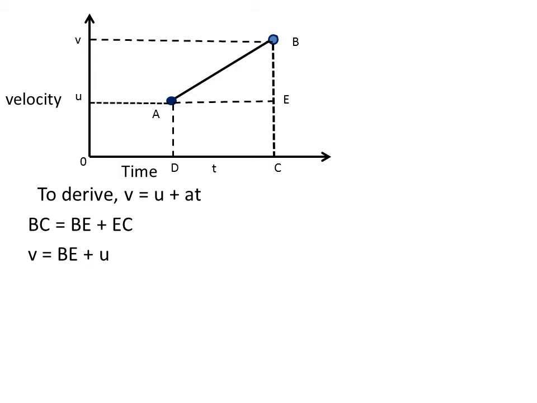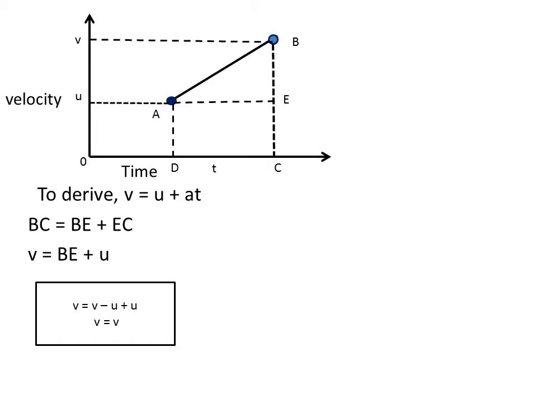Why have I written BE as it is? Just have a look at the diagram. This BE is equivalent to the change in velocity, final velocity minus initial velocity, right? So BE is equal to v minus u. So if we put BE = v minus u, let us see what happens.